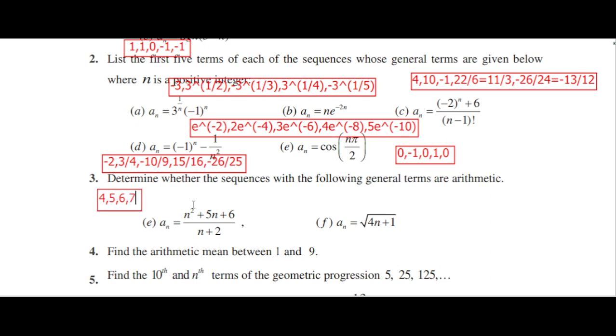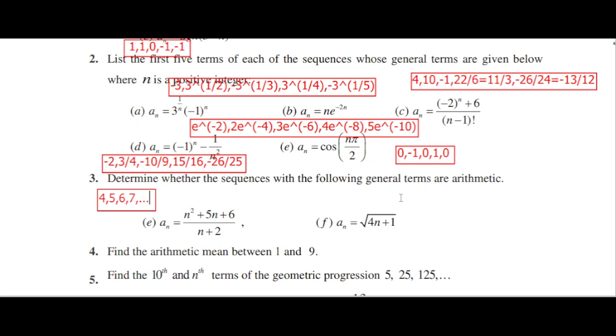So this is an arithmetic sequence. Why? Because we have the common difference d, which is 1. The terms are 4, 5, 6, 7. 5 minus 4 is 1, 6 minus 5 is 1, 7 minus 6 is 1. So this is an arithmetic sequence. Let's see equation number F.